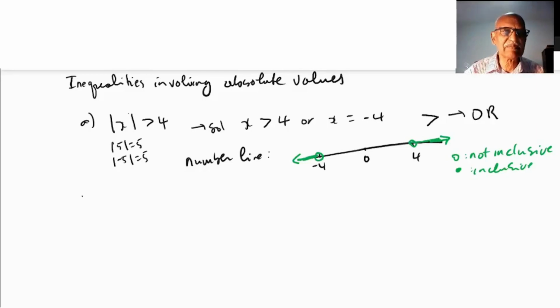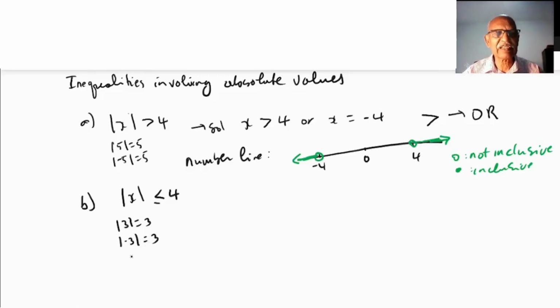Okay, so let's see B. If I have the other one, less than or equal to 4, it's the same for less or less than or equal to. So less than or equal to 4, I can say a number like, let's take a number less than 4, which is 3. Absolute value of 3 is 3. Let's take a number greater than negative 4, negative 3. Absolute value of negative 3 is 3. So where are these 3 and negative 3? They are in between 4 and negative 4.